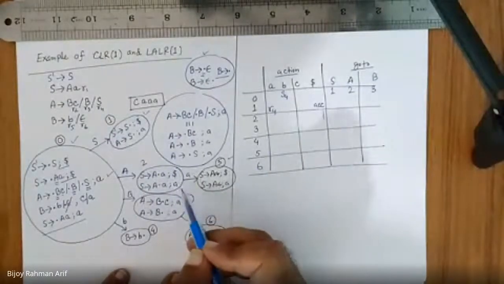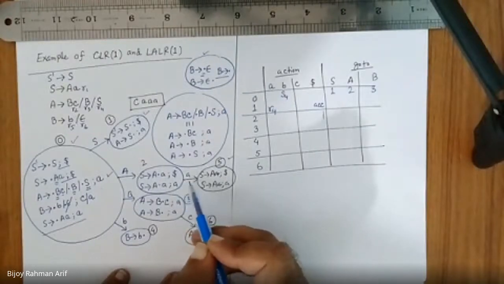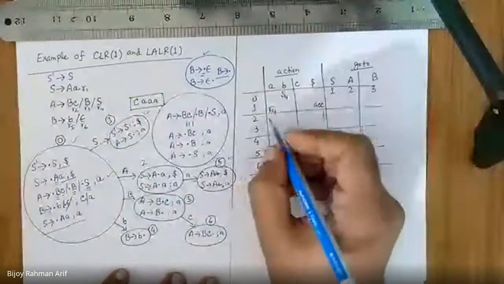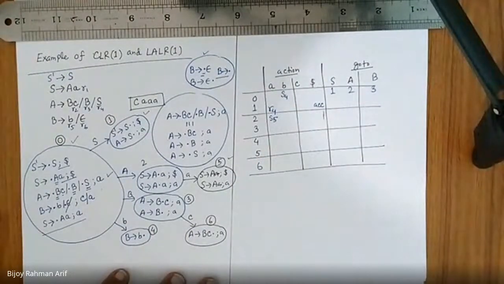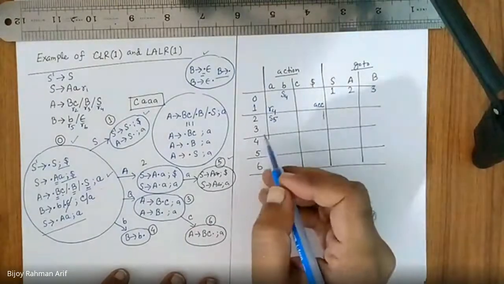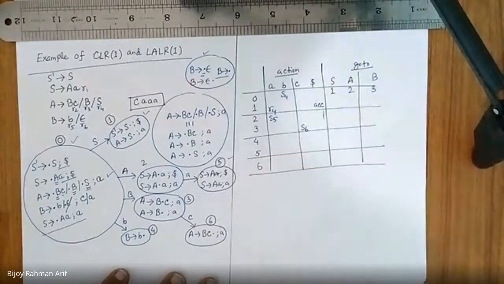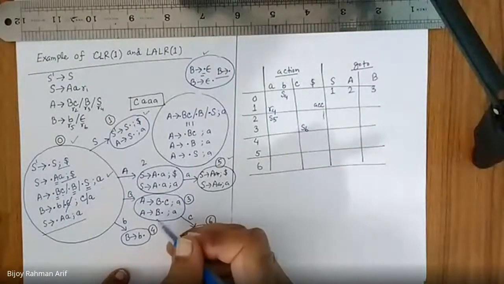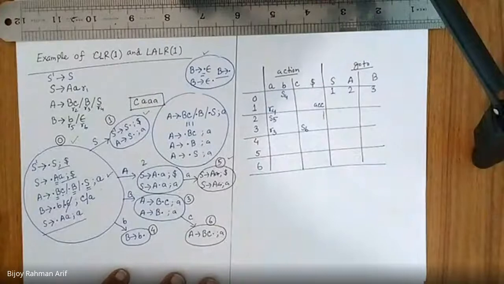Now let's go to state 2. State 2 on A, we are going to shift 5. 2 is done. 3 on C going to shift 6. And 3 is the final item. So what is the rule? Rule 3. Now let's go to state 4. It's the final item. It's rule 5.